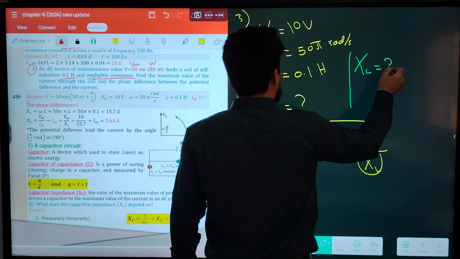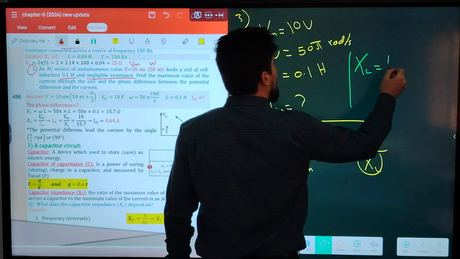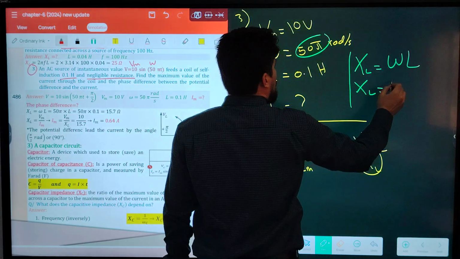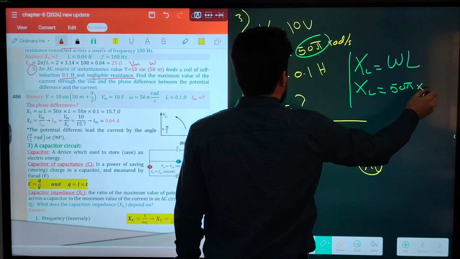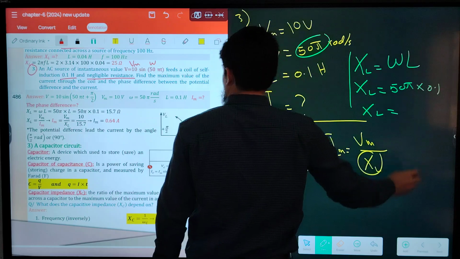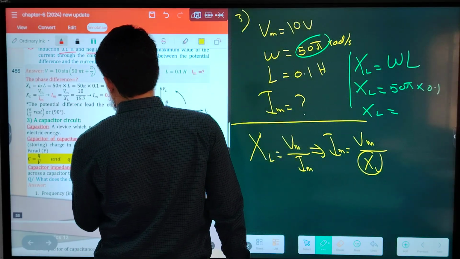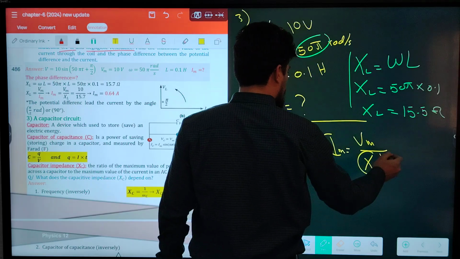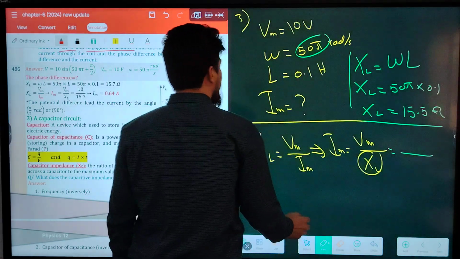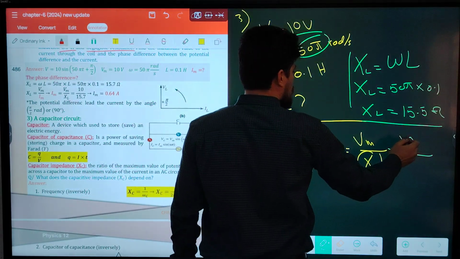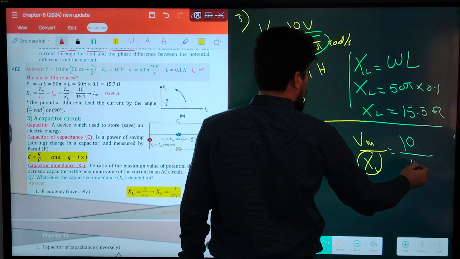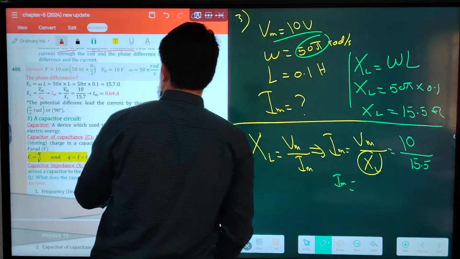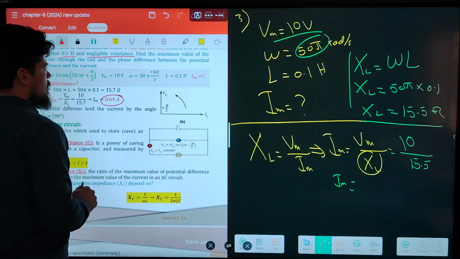XL is equal to omega L or 2 pi fL? Omega L. We have the expression, omega. 50 pi times 0.1. XL is equal to 15.5 ohm. 15.5 ohm. Vm was given by the equation, 10. XL is 15.5. Im is equal to what? Im is equal to 0.64.